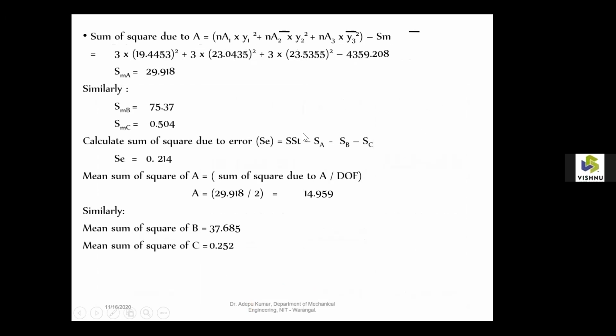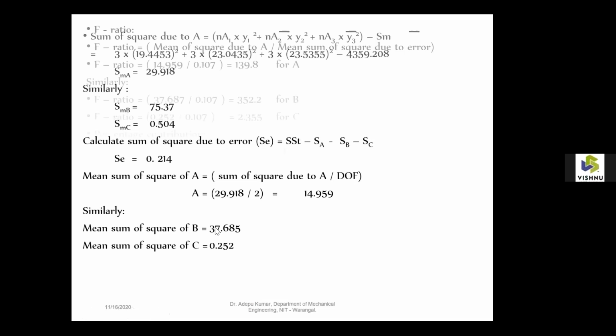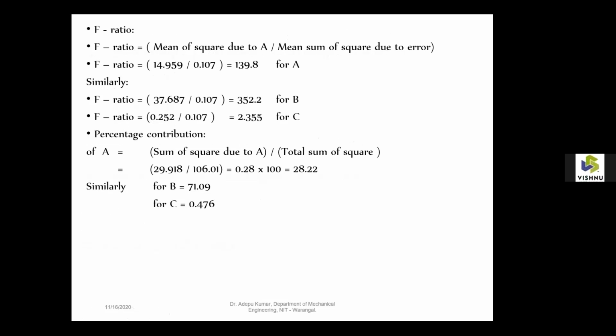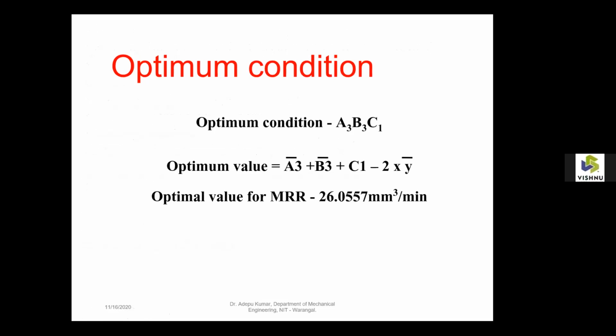Like that, the sum of squares due to A should be calculated like this, and the sum of squares due to error and mean square calculated similarly. Then the F ratio means sum of squares due to A by sum of squares due to error. You should also calculate it. Then the optimum condition is A3, B3, C1.